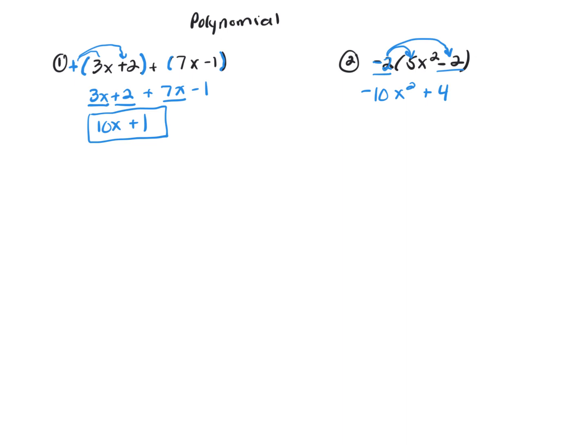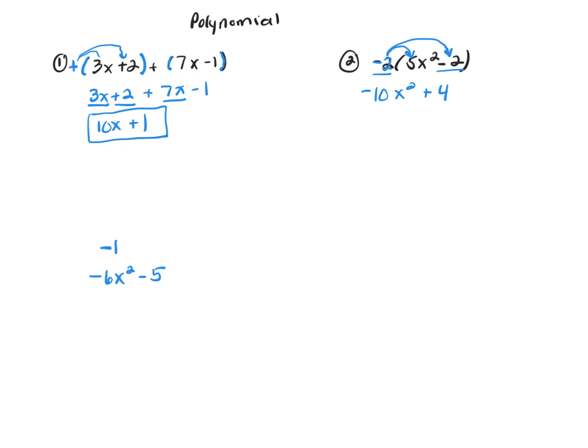Look at number 3. You have a negative sign out front. You need to distribute it. That's like a negative 1. Negative 1 times 6x squared is negative 6x squared. Negative 1 times 5 is minus 5.